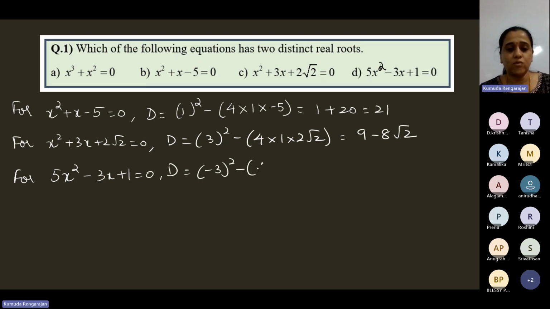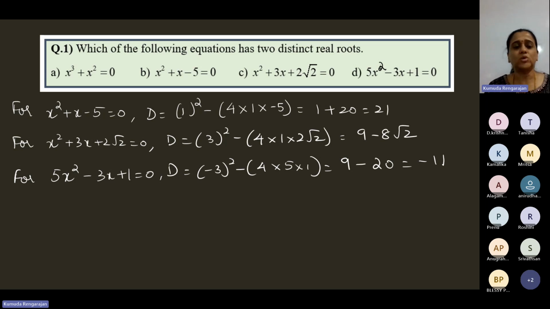b square minus 4 into a into c. So 9 minus 20 is minus 11. We ignored the first one because it's cubic. The others are quadratic. So we find the value because a cubic polynomial can have a maximum of 3 zeros. Now this one is 2 real roots. Which of the following has 2 real unequal roots? Distinct meaning unequal.